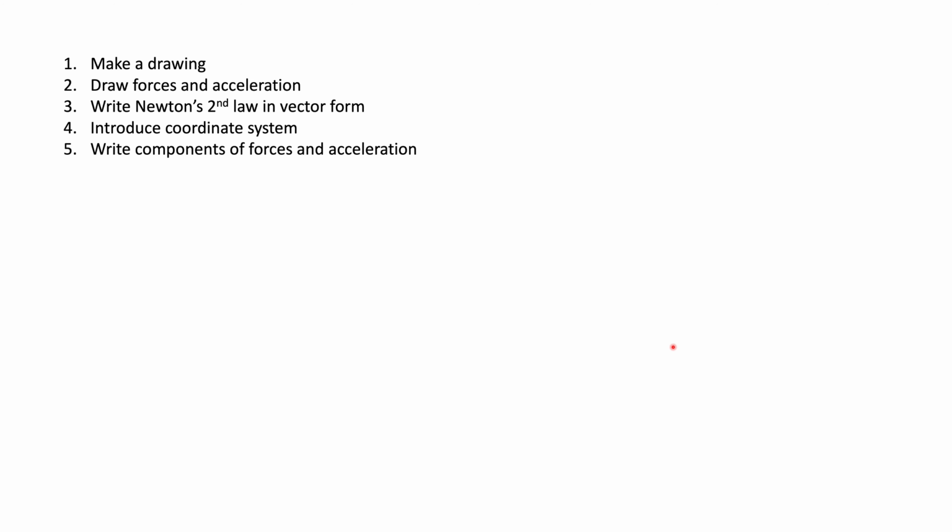Next thing you're going to do is to draw all the forces and acceleration on that drawing. Third, you're going to write Newton's second law in vector form. Fourth, you're going to draw a coordinate system. Fifth, you're going to write the components of all the forces and acceleration on the axis of the coordinate system. And the last part, you're going to write Newton's second law for the components of those forces and accelerations. Now let's apply the six rules to a dynamics problem.